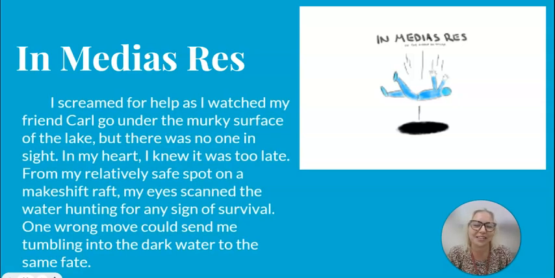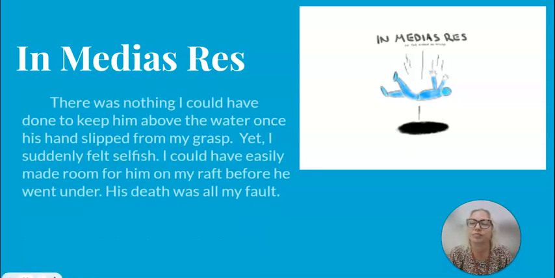Here's another one. This one is a bit of a trick, and it spills onto the next page. "I screamed for help as I watched my friend Carl go under the murky surface of the lake, but there was no one in sight. In my heart, I knew it was too late. From my relatively safe spot on a makeshift raft, my eyes scanned the water, hunting for any sign of survival. One wrong move could send me fumbling into the dark water to the same fate. There was nothing I could have done to keep him above the water once his hand slipped from my grasp.